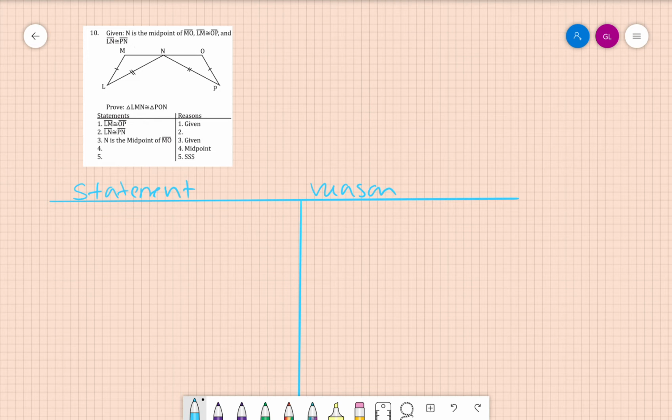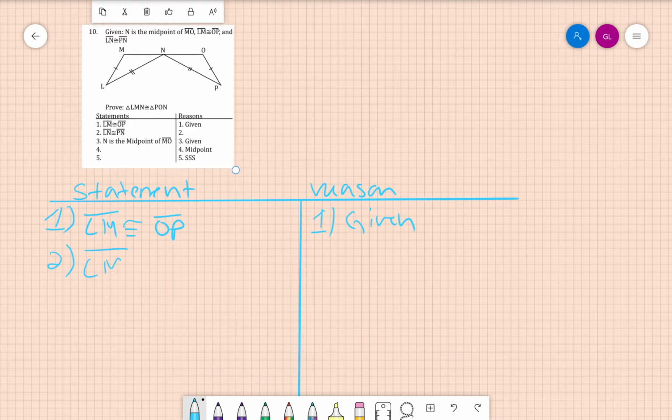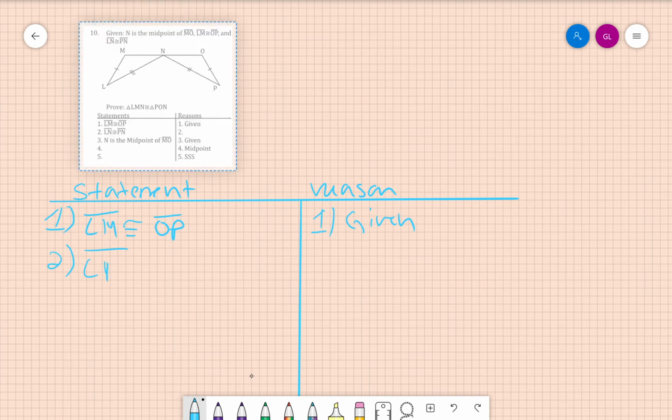So right away for the statement, they give us one that says segment LM is congruent to segment OP, and that's provided to us up top where it says given. So we just have given for this one. Step two, we're saying that segment LN is congruent to segment PN, and that was given to us at the top, so that also is given.